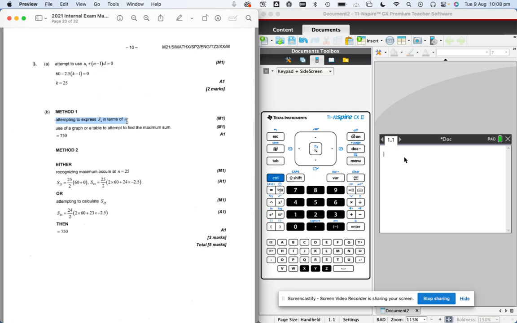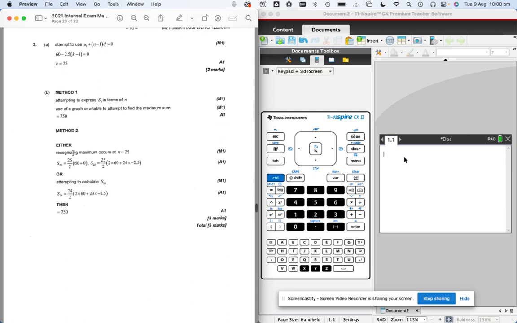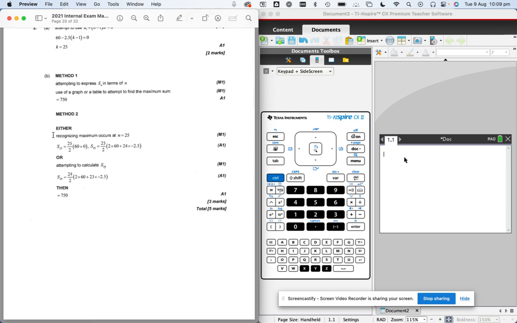Attempting to express S sub n in terms of n. Use of a graph or a table to attempt to find the maximum sum, which you could do using your GDC. I won't go through it now because it's probably not the most efficient way. This is the way I would have done it here. Something like that. Okay, cool.